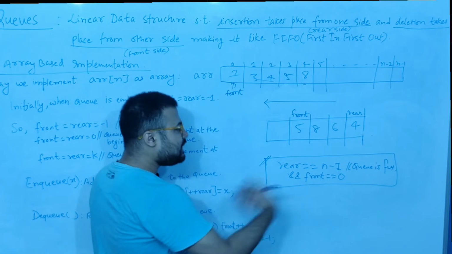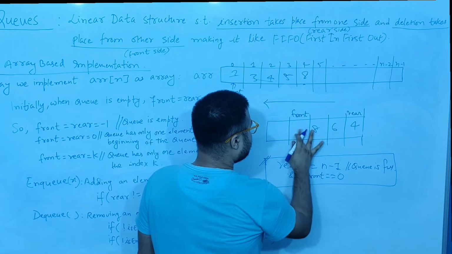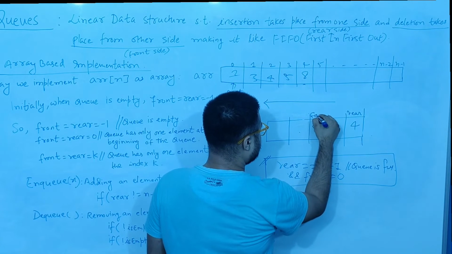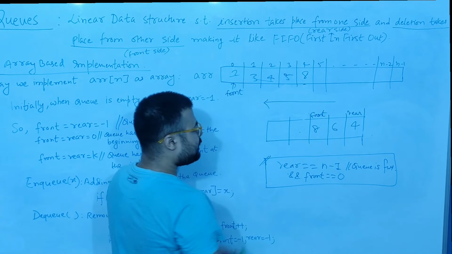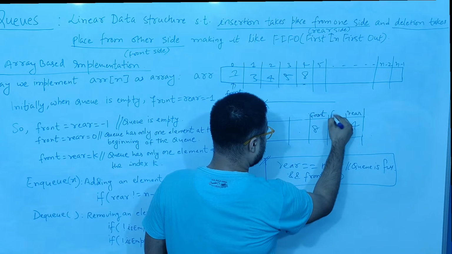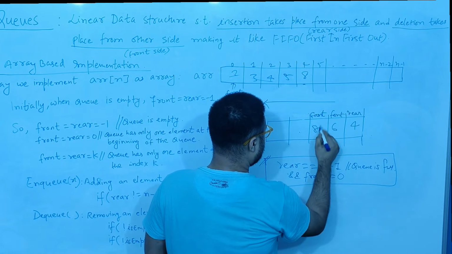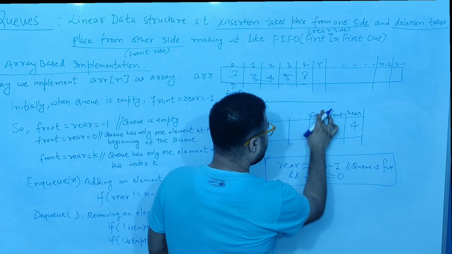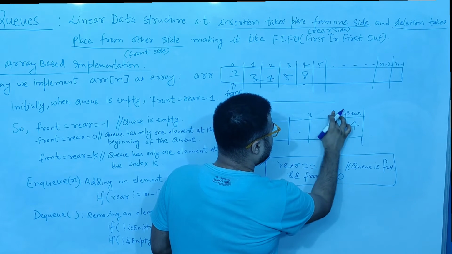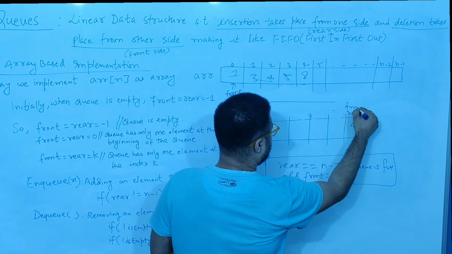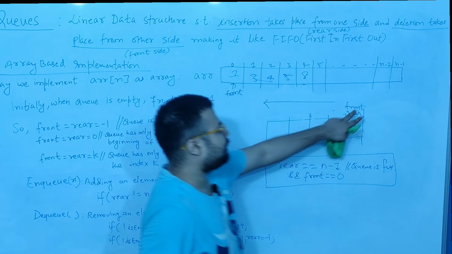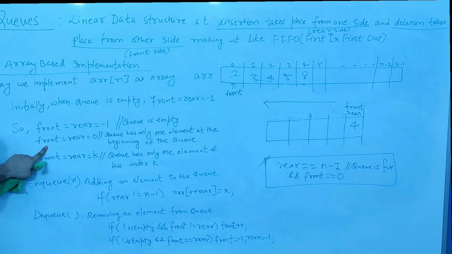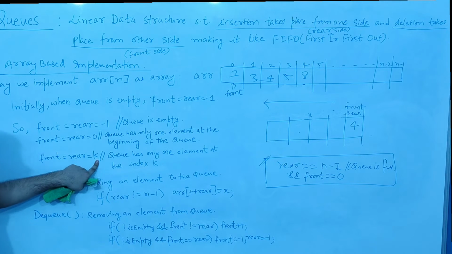Again if you delete an element, your front is here. Again if you delete an element, your front is here. Again if you delete an element, now your front is here. And now again your front and rear become equal. So you can see that front is equal to rear is equal to k.